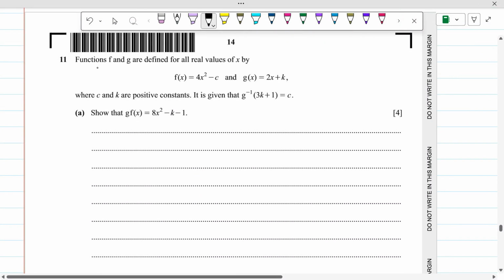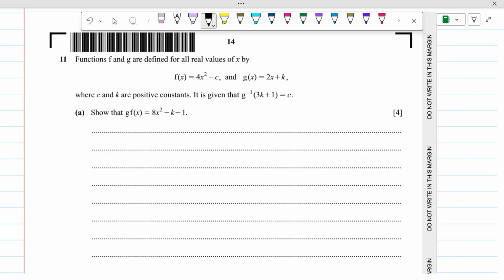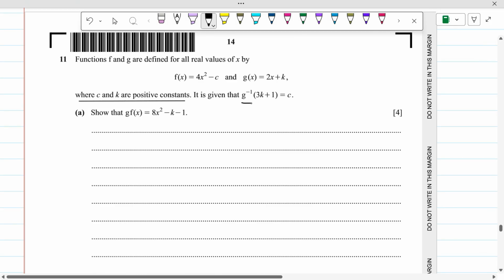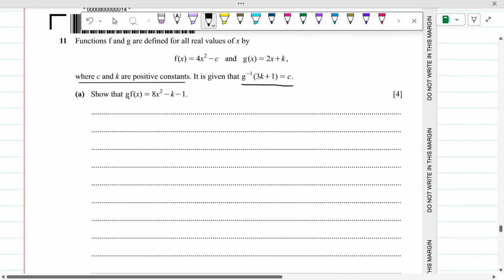Question number 11. Functions f and g are defined for all real values of x by f of x is equal to 4x squared minus c and g of x is equal to 2x plus k, where c and k are positive constants. It is given that g inverse of 3k plus 1 is equal to c. Show that g of f of x is equal to 8x squared minus k minus 1.